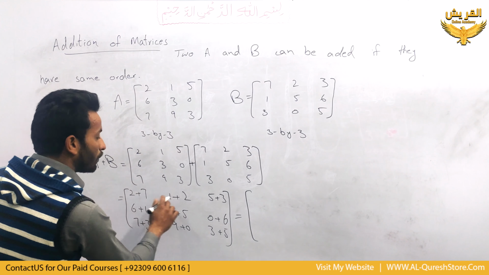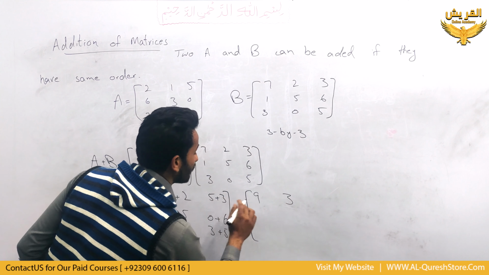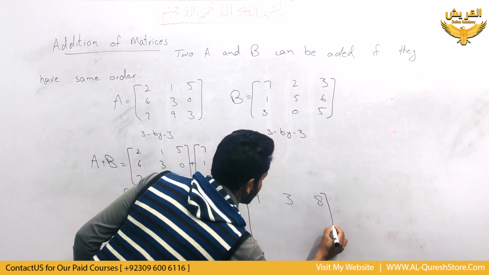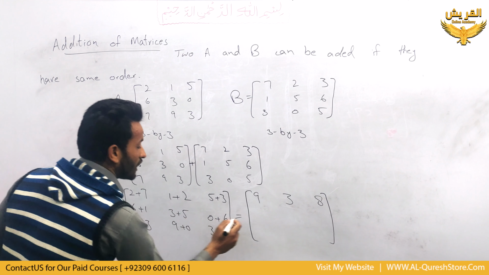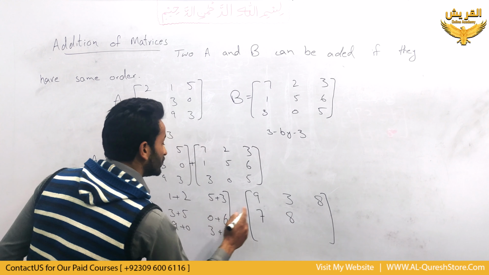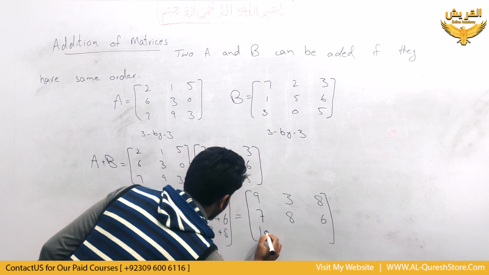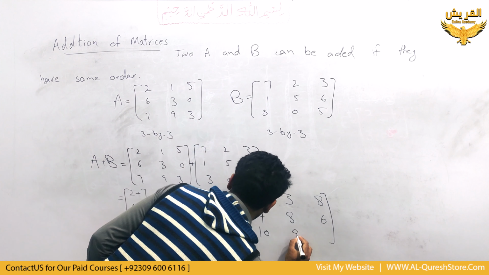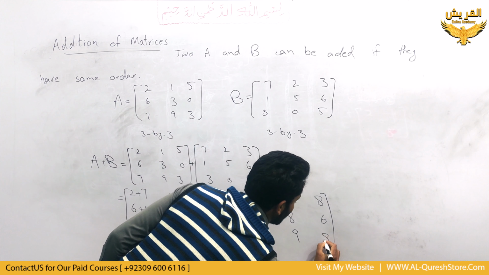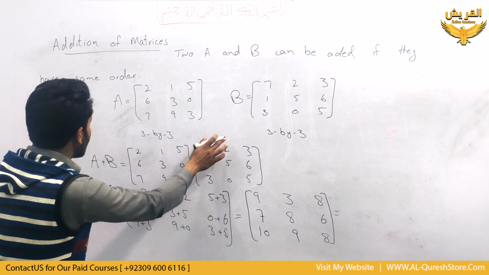adding them, 2 plus 7 is 9, 1 plus 2 is 3, 5 plus 3 is 8, 6 plus 1 is 7, 3 plus 5 is 8, 0 plus 6 is 6, 7 plus 3 is 10, 9 plus 0 is 9 and 3 plus 5 is 8, which is the answer of addition of matrix A plus B.